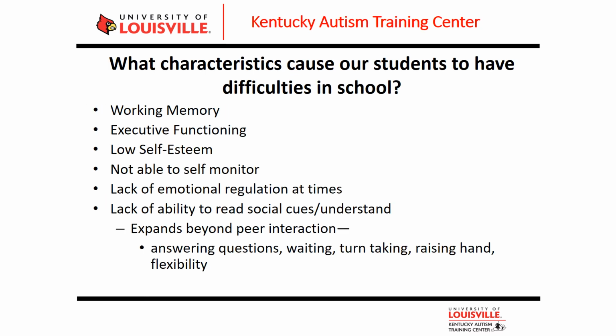So what characteristics cause our students to have difficulties in school? So working memory, simply described, is the ability to hold information in your brain. It's kind of like a sticky note for your brain. It keeps the most important information, or it keeps whatever you're thinking about at that time. It holds it in your brain. So kids with autism struggle sometimes with working memory issues.